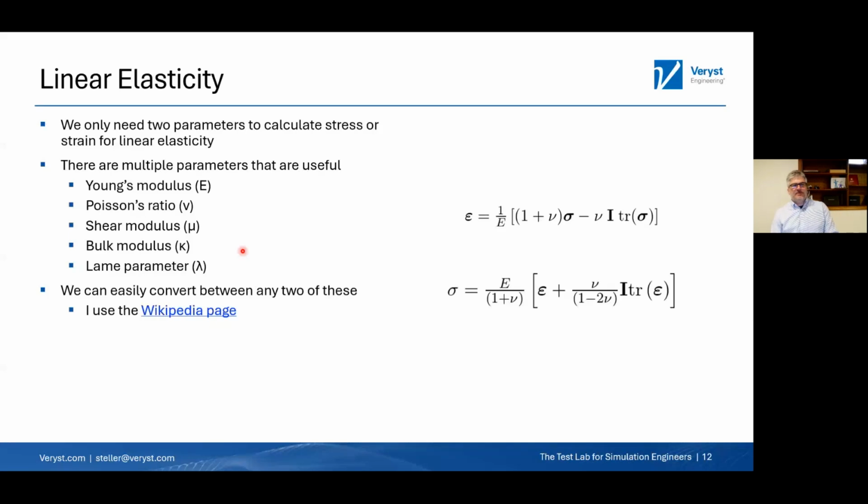Linear elasticity. Linear elasticity is great because you need 2 parameters. A lot of times we can get that from a spec sheet. The quality of that might be questionable, but we get those and then we can just run. The equations are shown there over on the right, which I hope we're all familiar with. But you have Young's modulus and Poisson's ratio, and then the others fall out of there. And there's a Wikipedia page if you don't know. So what does this mean for us?